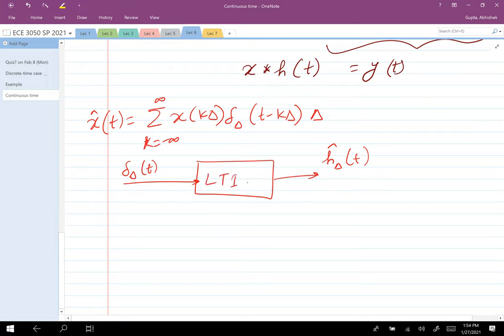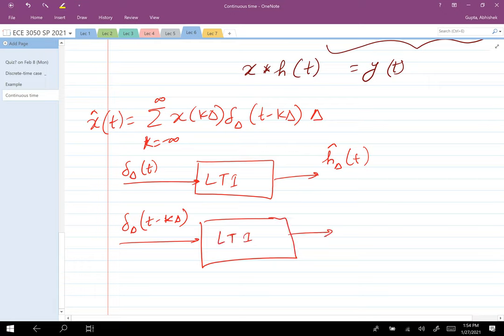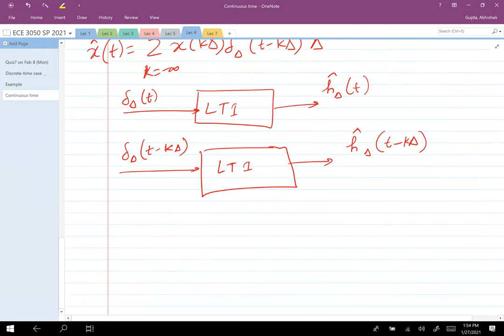Now, this is an LTI system. So if I give it an input delta shifted by k delta, by the property of the LTI system, the output is going to be h hat shifted by k delta. And I know that as delta goes to 0, h hat delta t converges to h(t), which is the impulse response of this LTI system. Okay, so now I multiply it by x(k delta).